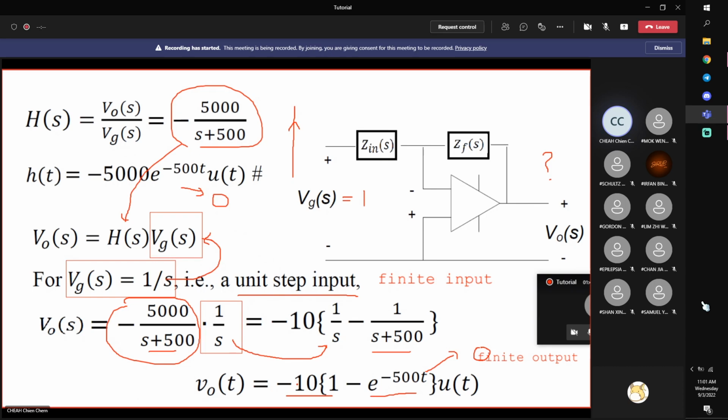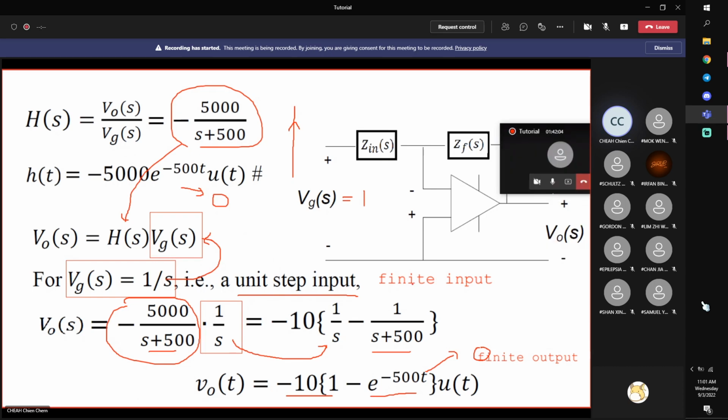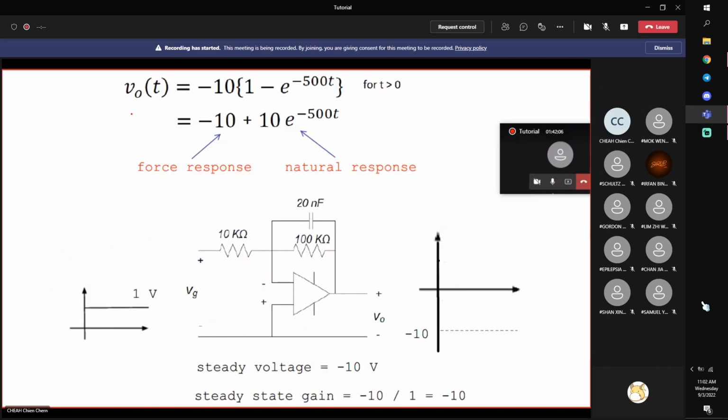So let me summarize everything with this slide. We found the outputs. If you want, you can separate them into two parts. This is a forced response, meaning that it's forced by your input, right? You have a DC input, you put it in. This is how your output will respond to your input at steady state. It's equal to -10 at steady state.